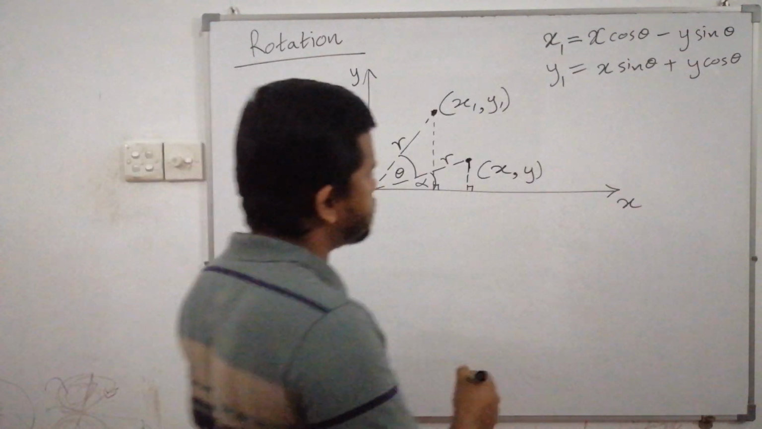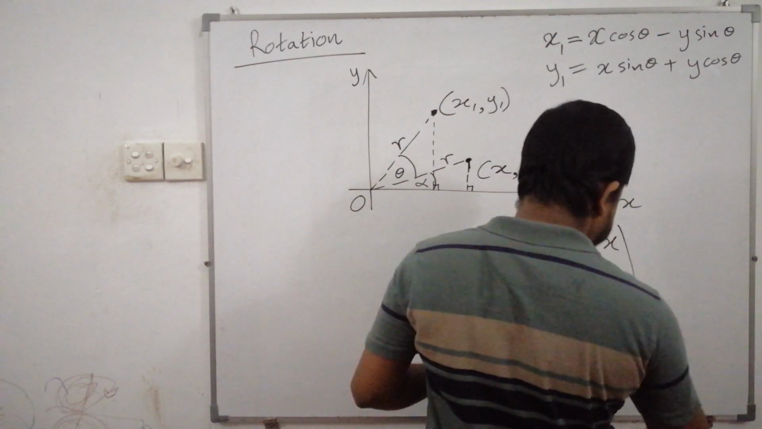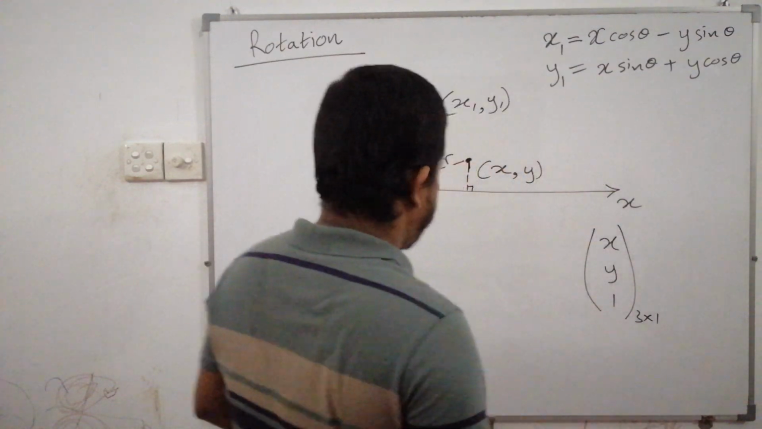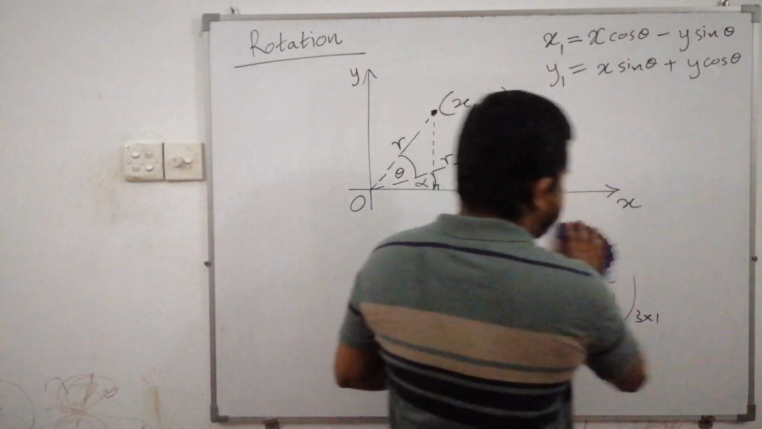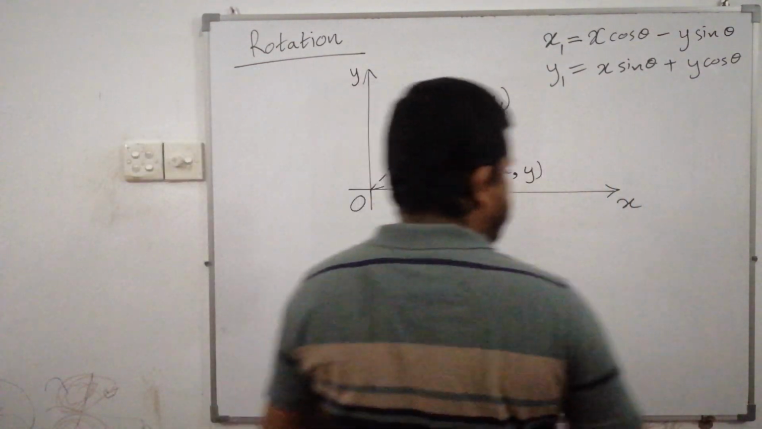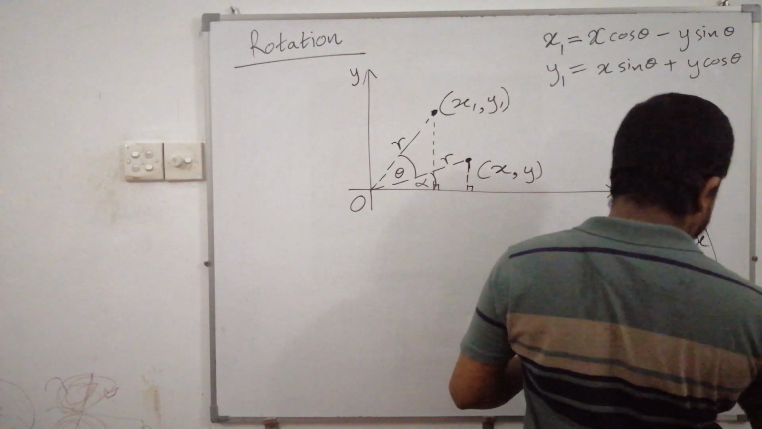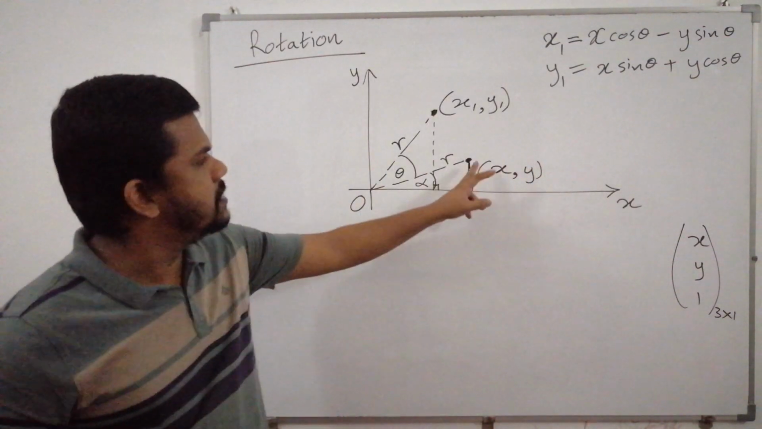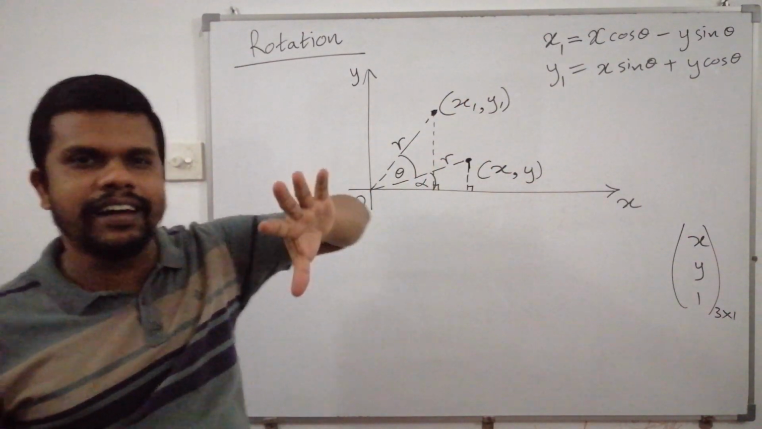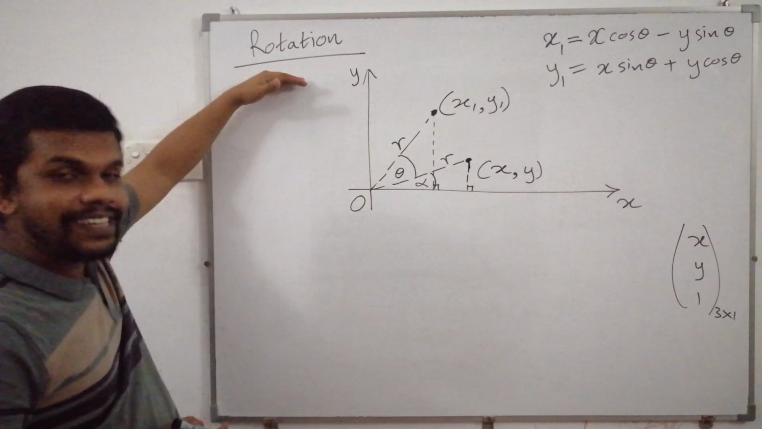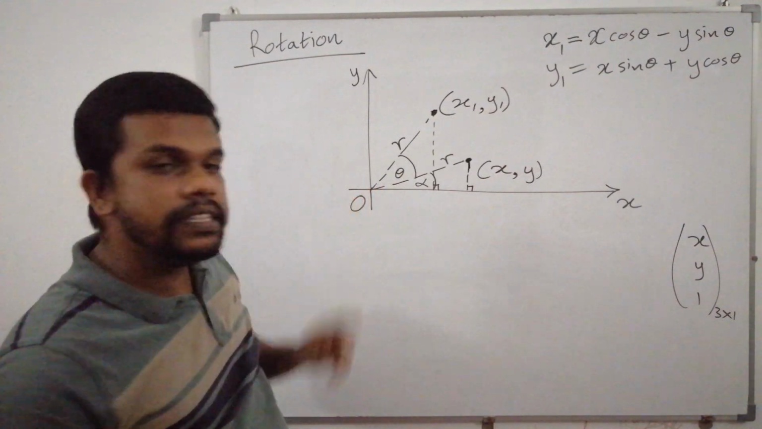Now here we put this x, y, 1, 3 cross 1. So let's put it somewhere. Not here, let's put it here. x, y, 1, 3 cross 1. It is this one. So this point is rotated to here. This is a transformation called rotation. So it is rotated from here to here around the origin.